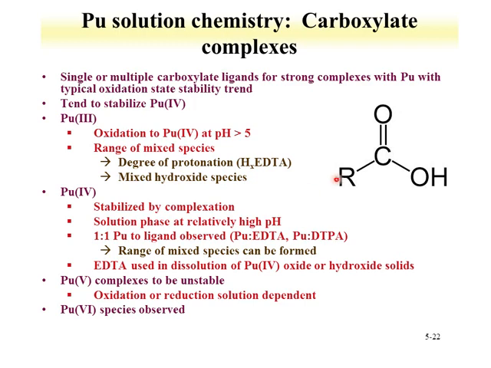So, for instance, at pH 5, you can form an EDTA plutonium compound that'll be in solution, whereas the free metal ion would just be a hydroxide or precipitate species. For this reason, compounds like EDTA are used to dissolve plutonium-4 oxides or hydroxides into solutions. The plutonium-5 compounds are unstable, and they will oxidize or reduce depending upon the solutions. And plutonium-6 species are similar to the uranium-6 species. They've been observed, and they've been used for solubilizing plutonium.